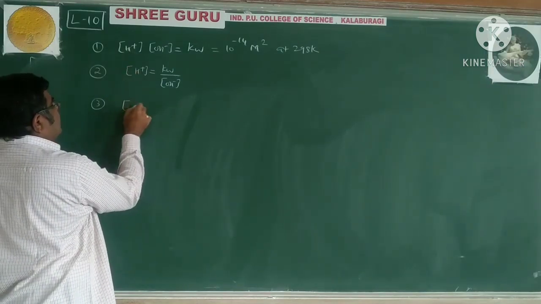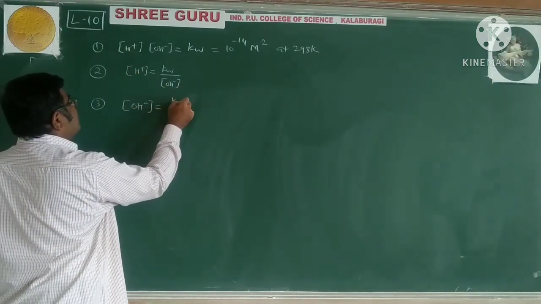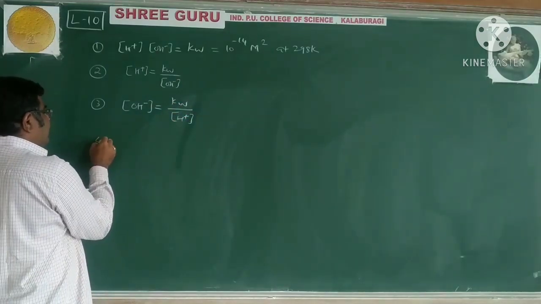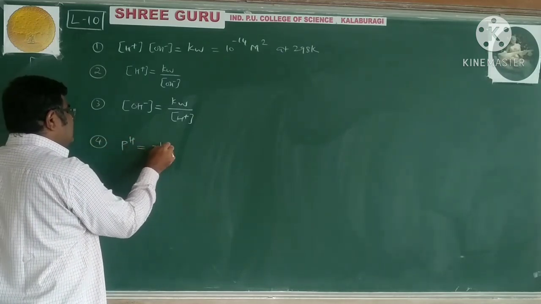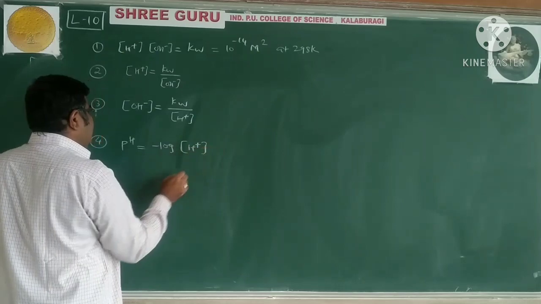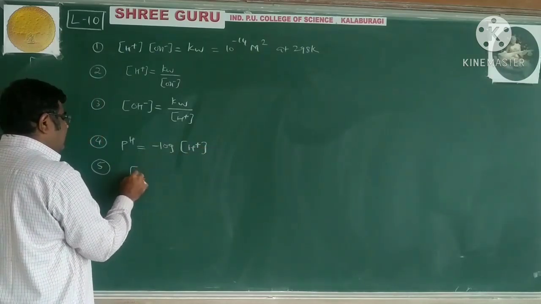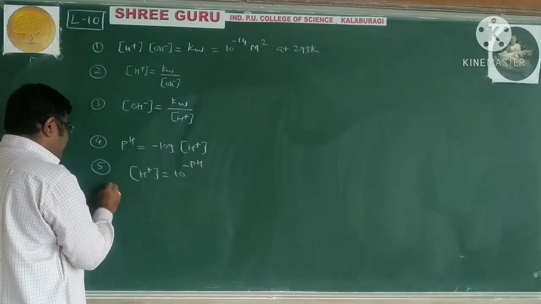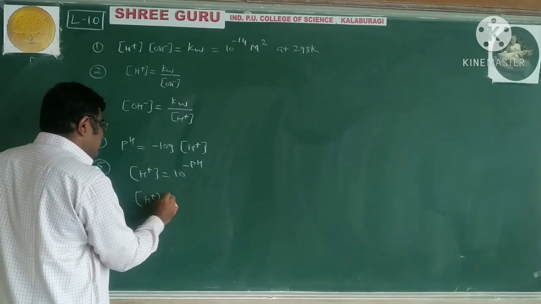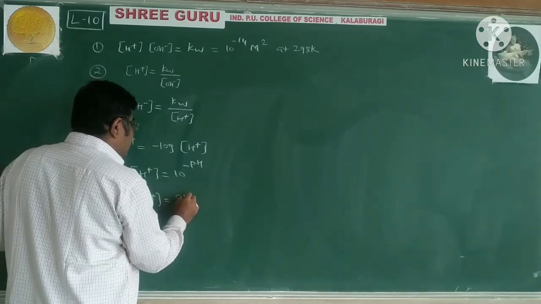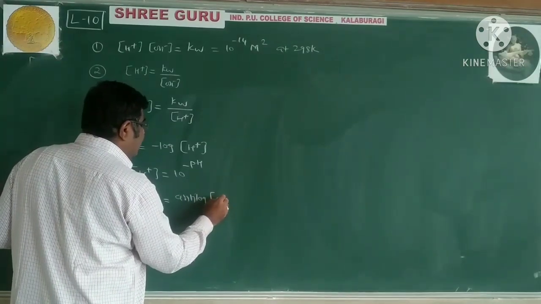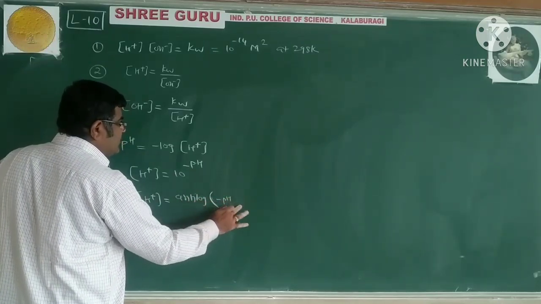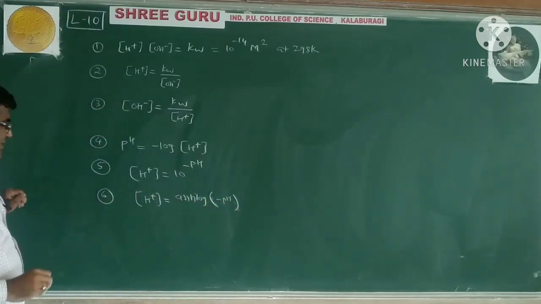Just rearrange this. OH negative ion concentration is equal to the ionic product of water divided by H plus ion concentration. Fourth, pH is equal to negative log of H plus ion concentration. H plus ion concentration is equal to 10 raised to minus pH. H plus ion concentration is equal to antilog of minus pH. Make this because square bracket means concentration.